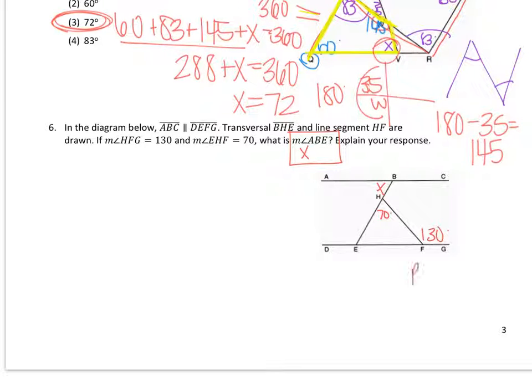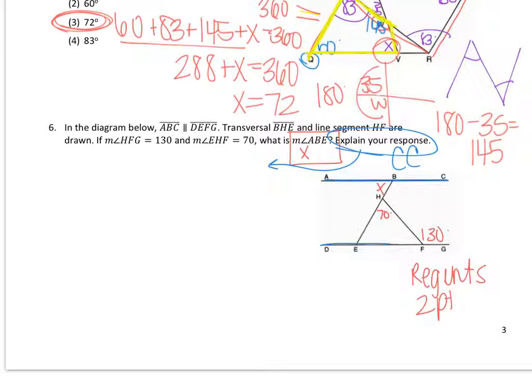This was on an old Regents question, and I believe that it was a 2-point multiple choice question. I'm not sure, I can't recall exactly. It did not require you to explain your response, but this I'm asking you to explain because this is more the way of the Common Core. So here our goal is to find x.